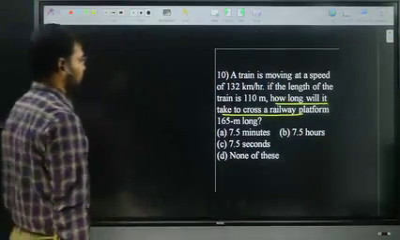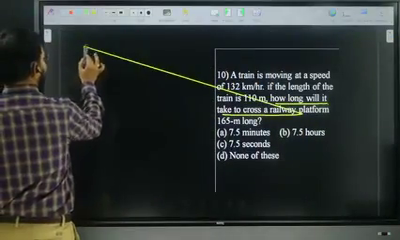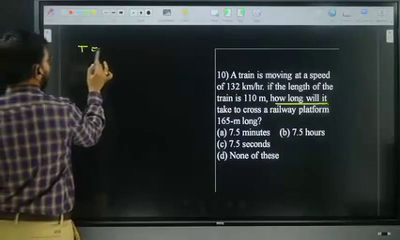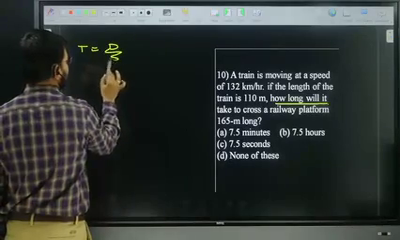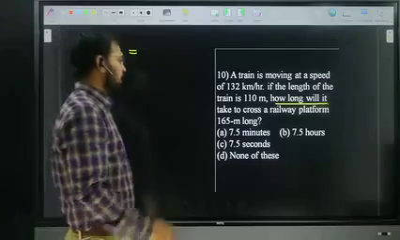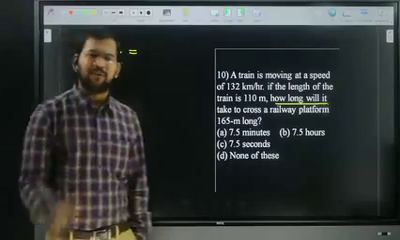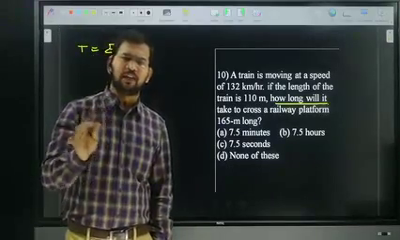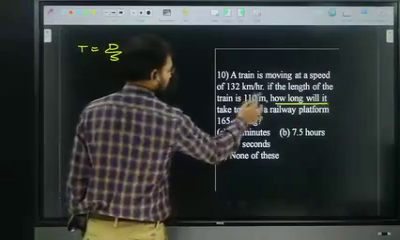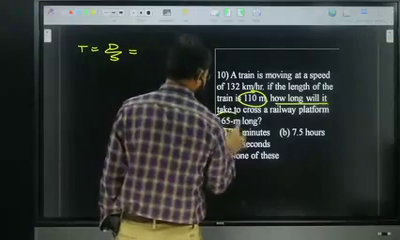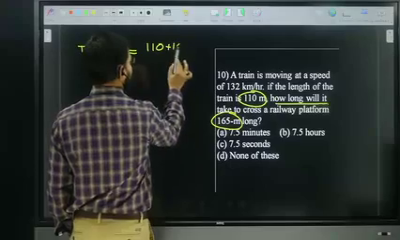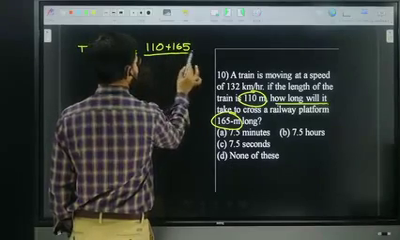Generally, time is nothing but what, amma? Distance by speed. Here the train is crossing a platform. Whenever a train crosses a platform, distance is nothing but the length of the train plus the length of the platform. Length of the train is 110 meters. Length of the platform is 165 meters. So 110 plus 165 divided by the speed of the train.